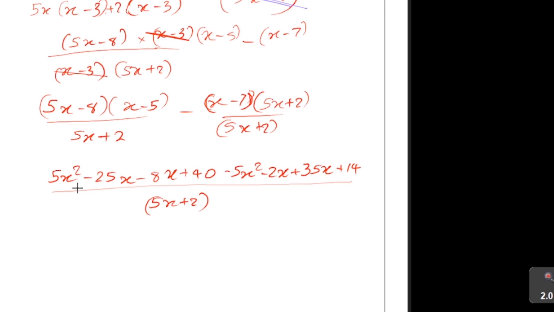No more. See, the 5x squared terms are cancelling off. What are we going to get with minus 25x minus 8x? It's going to be minus 33, is it? And that is also cancelling off, with minus 33 and minus 35 going with this plus 35. So 40 plus 14. How much? 40 plus 14. It's going to be 54.